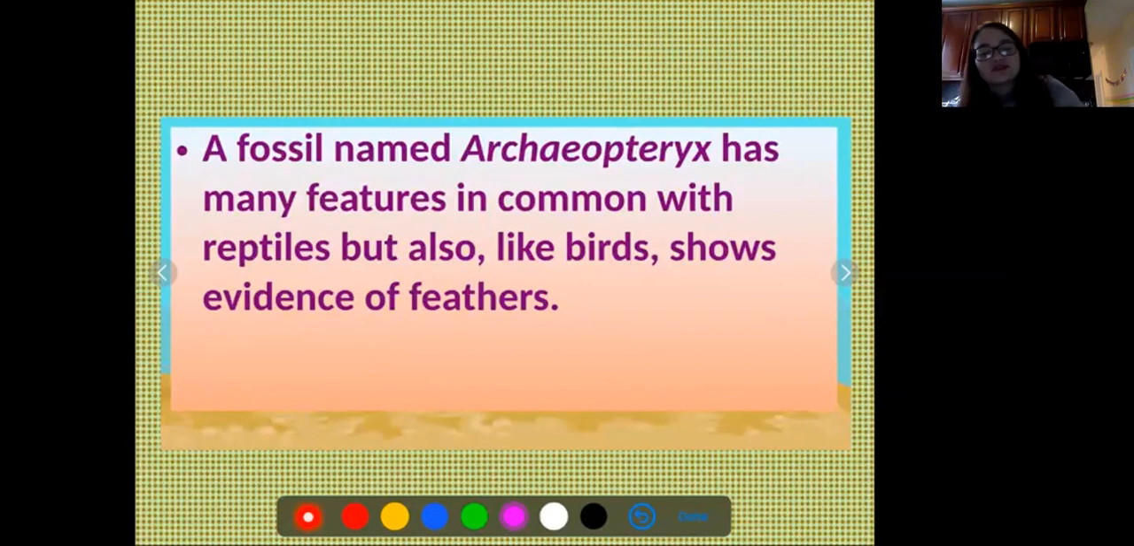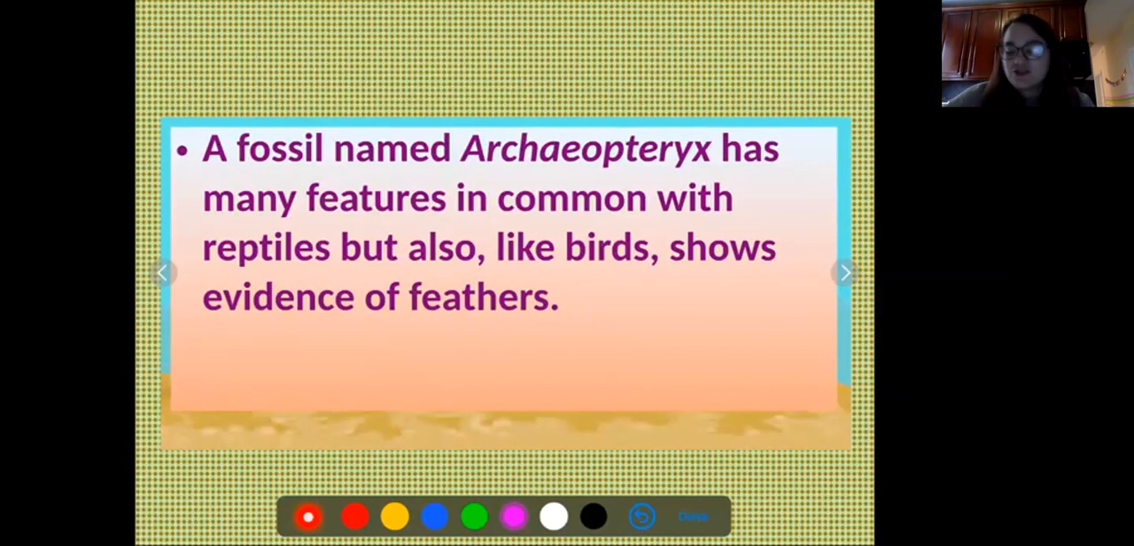Okay, so this first example, we have a fossil named Archaeopteryx, which has many features in common with reptiles, but also, like birds, shows evidence of feathers. So what type of evidence do you think this is? Go ahead and write your guess down on your paper.